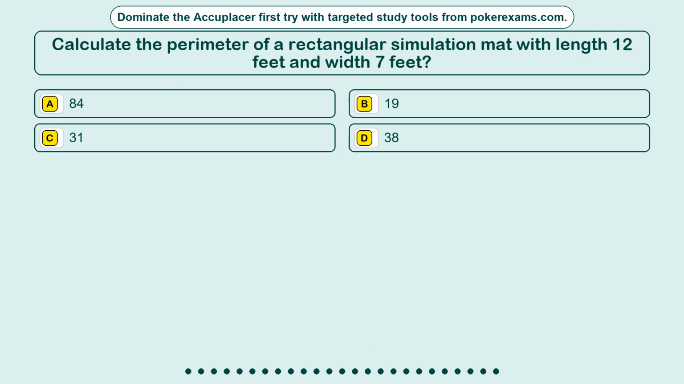Question 12. Calculate the perimeter of a rectangular simulation mat with length 12 feet and width 7 feet. Option A, 84. Option B, 19. Option C, 31. Option D, 38.